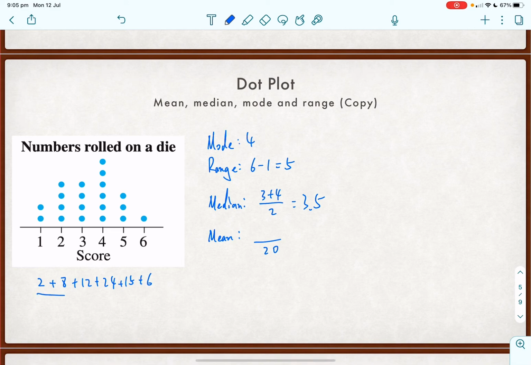That's 10, 22, 42, 46. I'm going to add 6 first. 46, 51. 51, 66, so 66. 66 divided by 20 is 3.3. So that's mode, range, median, and mean.